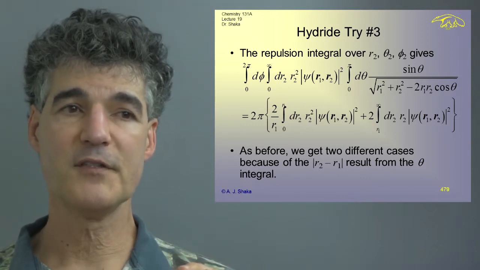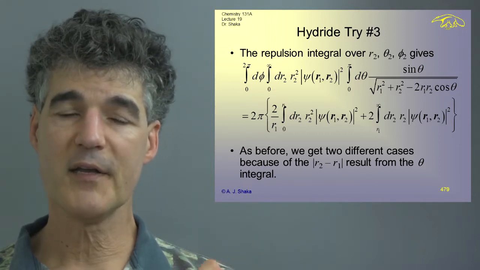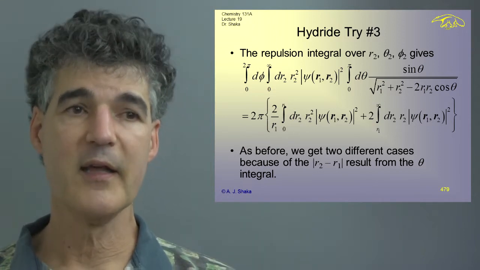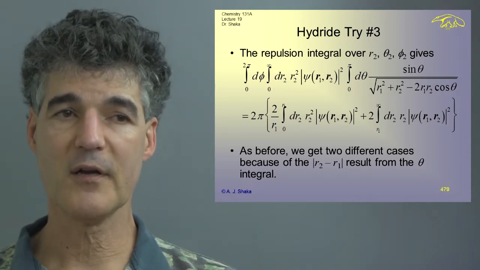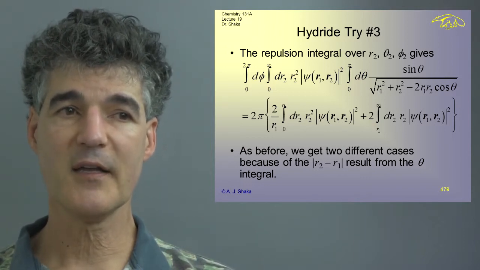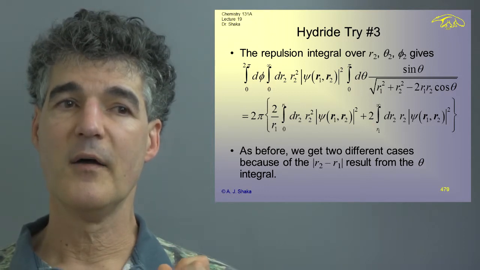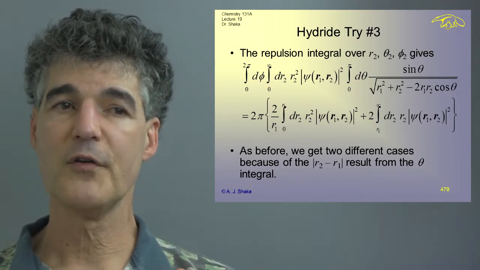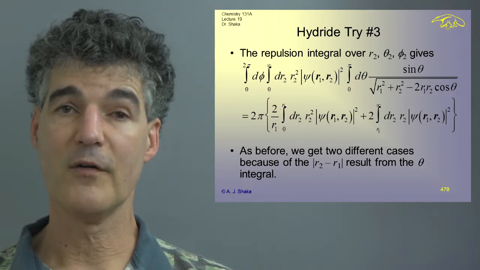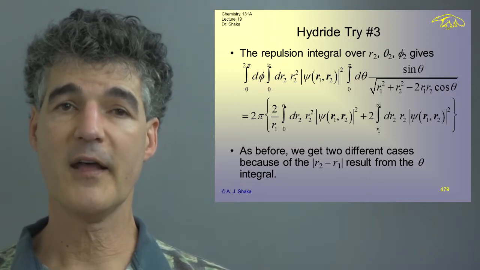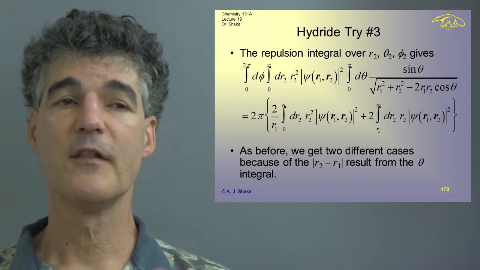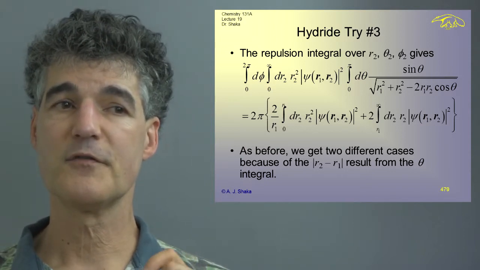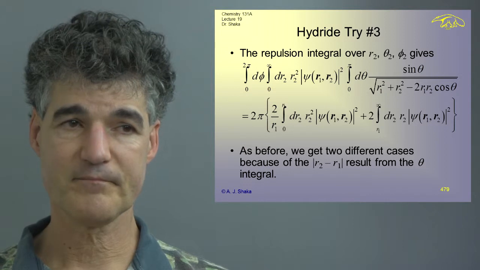And then we end up with these two terms to do, 2 pi times 2 over R1. The first integral is dr2 r squared psi squared, and the second integral is dr2 just r2, because we had a 1 over r2 for that one. And that second integral has the limits from r1 to infinity. The first integral has the limits from 0 to r1.